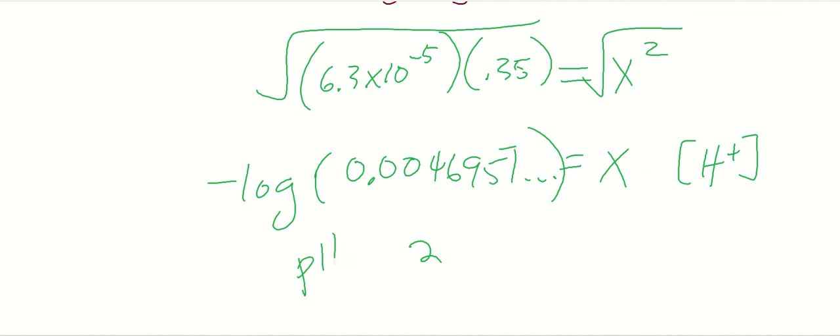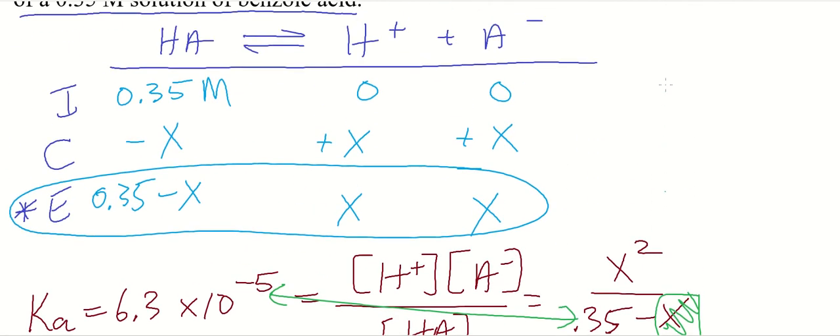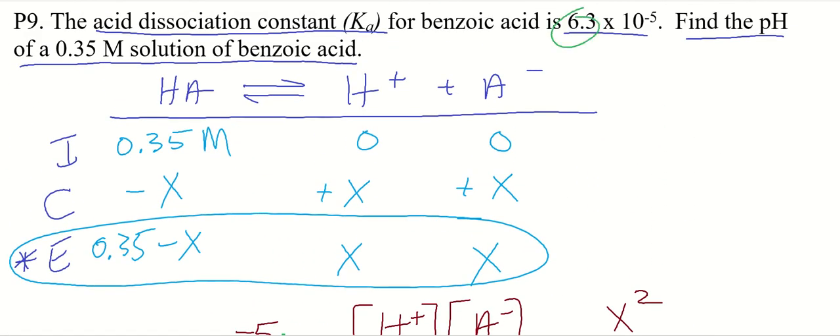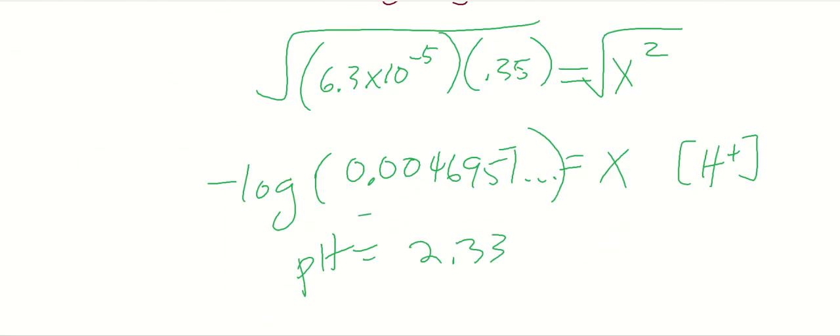pH is equal to 2.33. I think there are 2 sig figs in our original, right? So there are 2 significant figures there, 2 significant figures there. So our answer needs to have 2 digits to the right of the decimal. So there's our final answer.